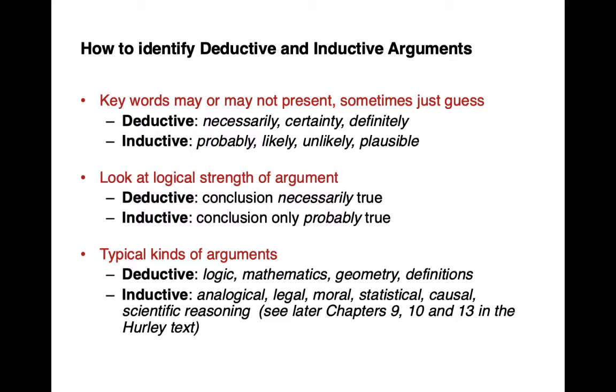Next, look at the logical strength of an argument. For a deductive argument, the conclusion is necessarily true. It can't possibly be false when all the assumptions are true. Well, what do you do if one or two of the assumptions is false? Then all bets are off. The conclusion could be true, could be false. That argument can't justify it. Conclusion could be accidentally true. Conclusion could be about a completely different subject than the premises address. It could be true, but that argument wouldn't support it.